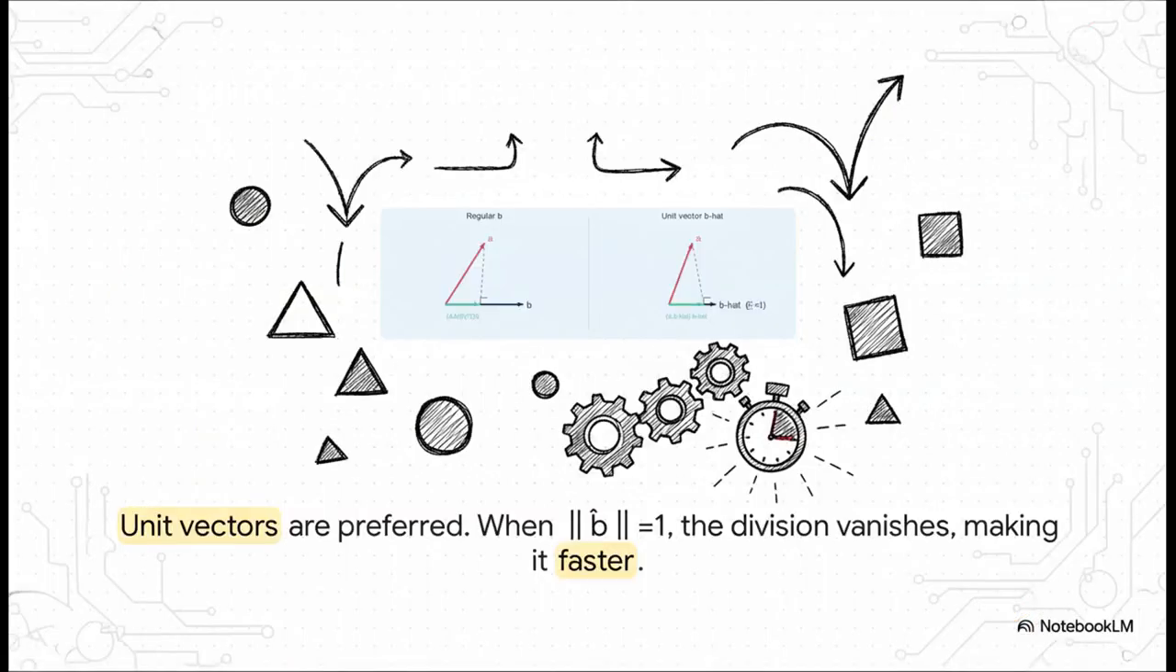But before we build that machine, let me give you a little pro tip you see all the time in coding and machine learning. In the real world, it's way more efficient to work with unit vectors, vectors that have a length of exactly 1. Why? Well, think about it. If the length of B is 1, then the length squared is also 1. That means the whole division step in our formula just disappears. Dividing by 1 doesn't do anything. The final answer is identical, but it saves a ton of computer time.